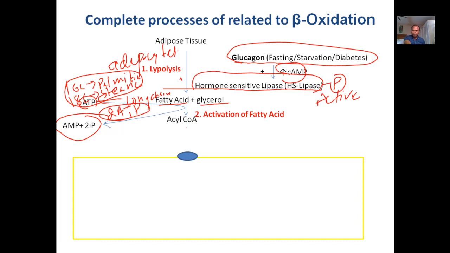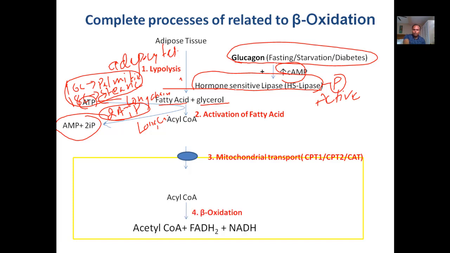Now this acyl coenzyme A will enter into mitochondria. But there is one problem with this acyl coenzyme A. Let's be precise: this long chain acyl coenzyme A will enter mitochondria, but it cannot enter mitochondria like that.